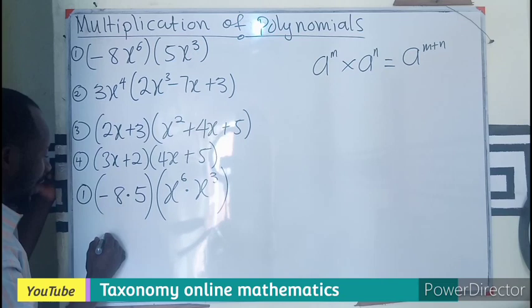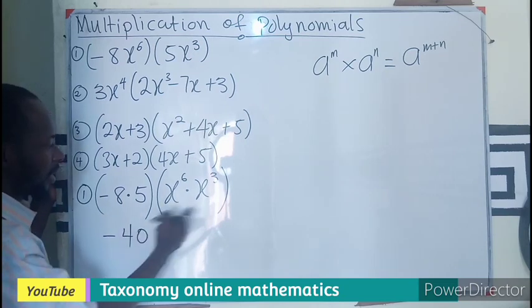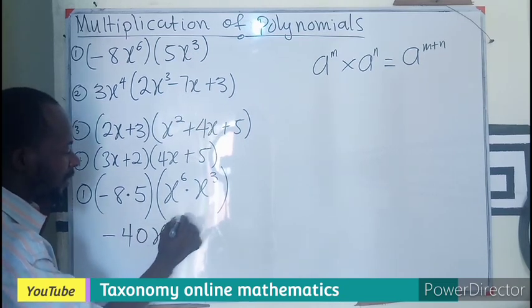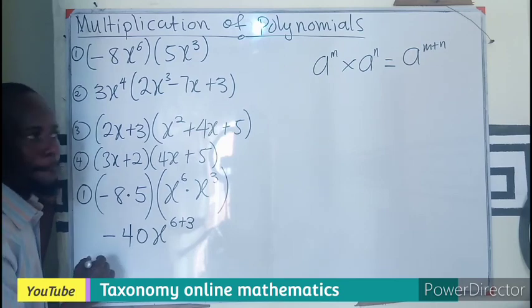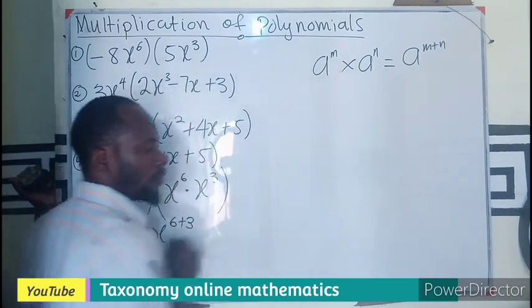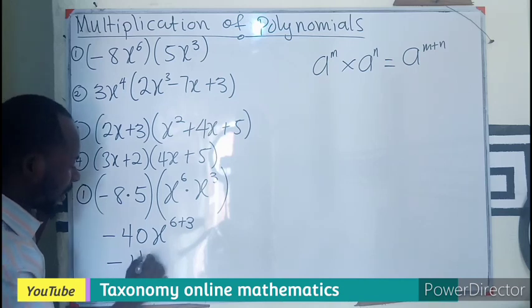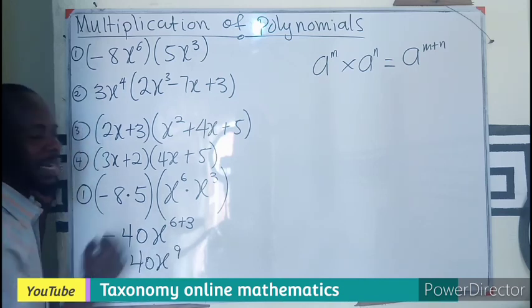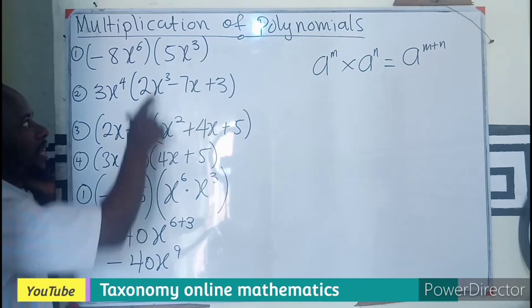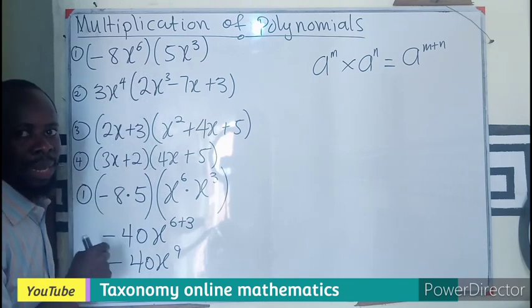We know this will give us -40. Then our x to the power 6 plus what? 3. Borrowing from the laws of indices. Then that will give us -40 x to the power what? 9 as our final answer if you are to operate this by multiplication.